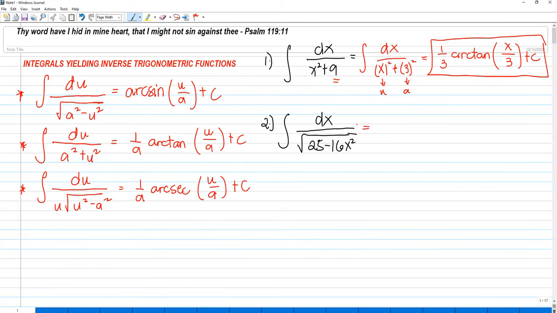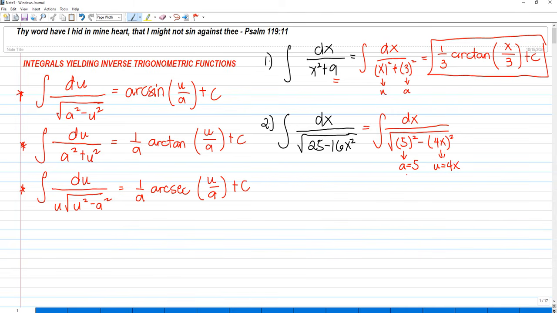How about for number 2? We have the integral of dx all over the square root of 25 minus 16x squared. We can rewrite this first as 5 squared, that is equivalent to 25, minus 4x squared. So the value of our a here, which is the constant, is 5, and the value of our u here is 4x.